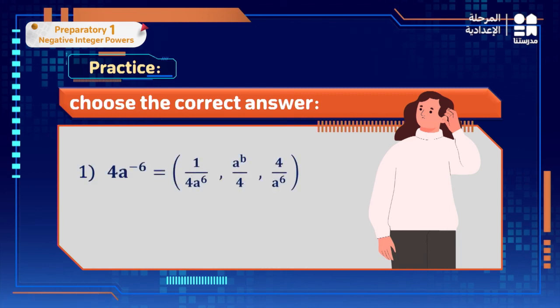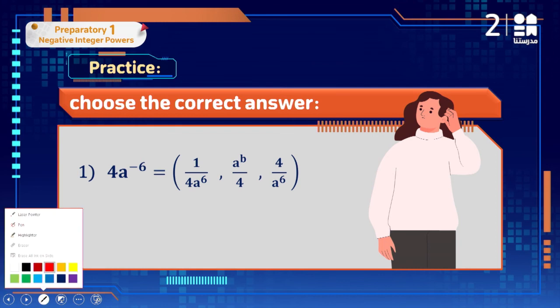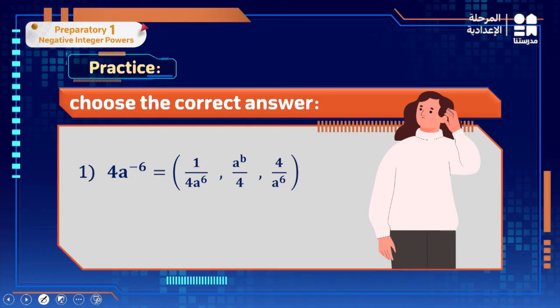Number 1, 4a to the power of negative 6, and I have 3 choices. Okay, I need you to focus with me about the negative power. This 4, it doesn't have an exponent, so keep it at the same position. So I'm going to keep 4 as it is. But what about a? A is to the power of negative 6. This a is over 1, so immediately flip it. It becomes 1 over a to the power of, think with me, to the power of 6. Why? Because I've changed the position of it, so change the sign of the exponent.